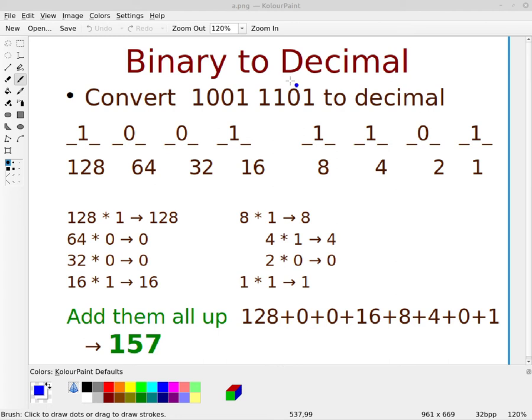Alright, so here we have this binary value 1001 1101. So I'm going to put that in here. So I have 1, 0, 0, 1, 1, 1, 0, 1. Alright, so we put that in there with the columns as we did before. And now I'm going to simply take 1 times 128. 0 times 64, which is of course just 0. 0 times 32, which is 0. 1 times 16.